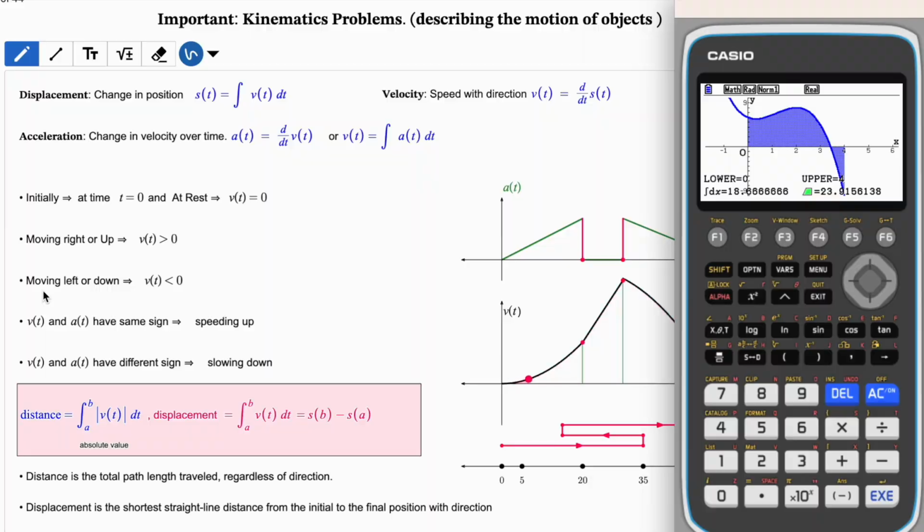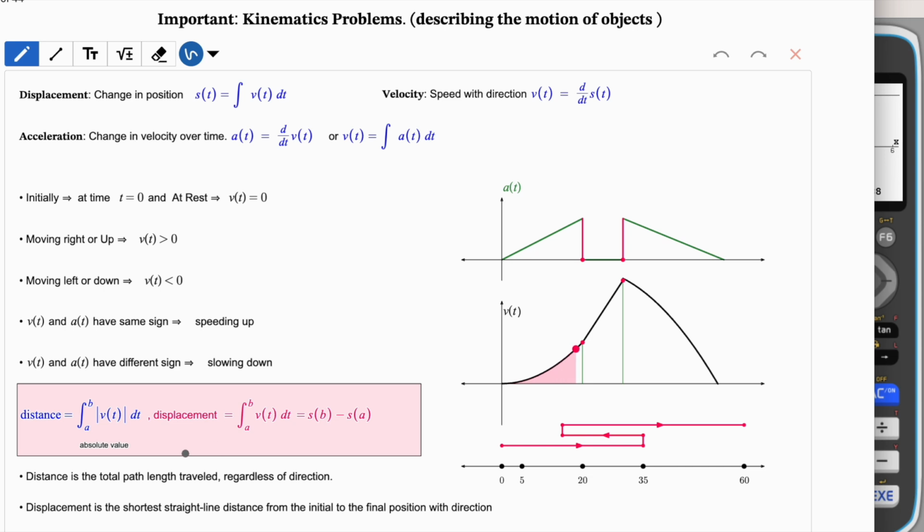And if your object is moving left or down, then your velocity will be negative, which means your velocity graph will be below the x-axis. And if velocity and acceleration have the same sign, which means the object is speeding up, and slowing down if they are opposite sign. Now, the most important thing for this topic today is the distance and displacement.